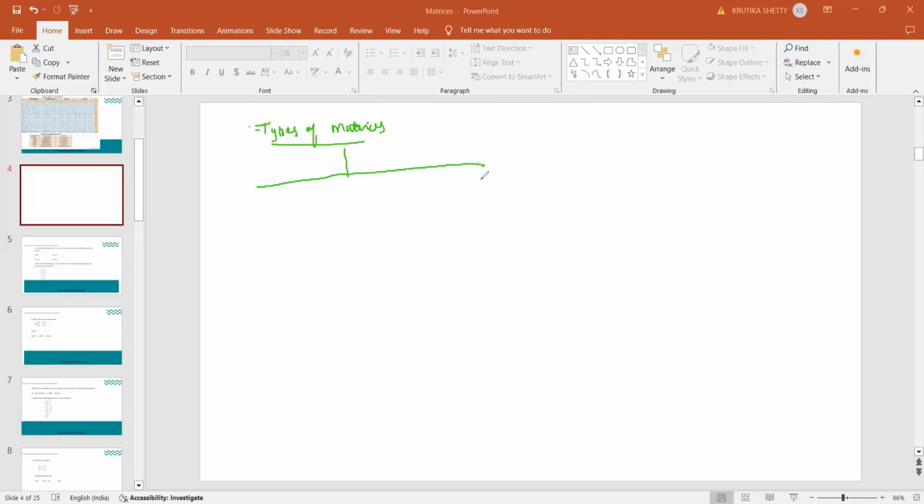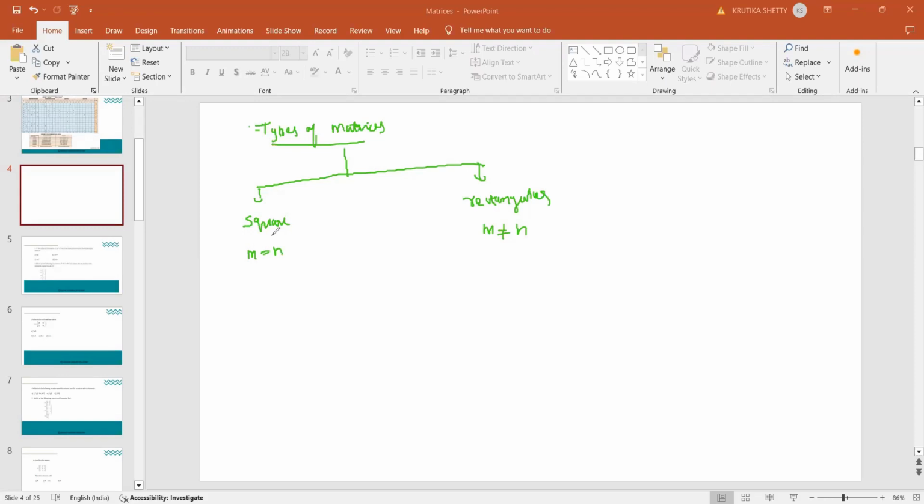Two main types here. One is a square matrix, and another is a rectangular matrix. By the name itself you will get to know: if the number of rows and number of columns are equal, then such a matrix is said to be a square matrix. And if m is not equal to n, if rows and columns in the given order are not equal, then it is said to be a rectangular matrix.